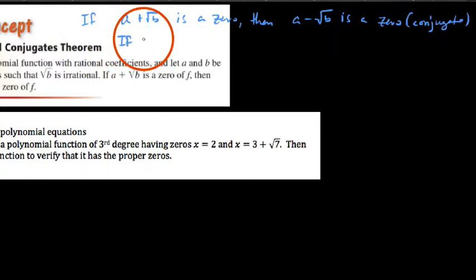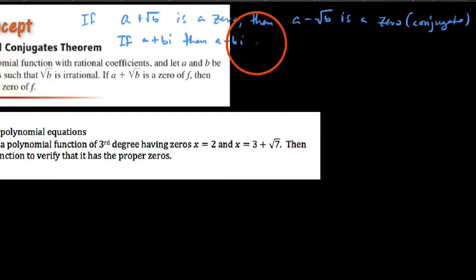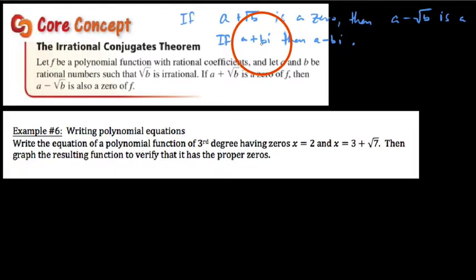If, and I'm going to make this a little bit more concise, you can write it in more detail in your paper, if a plus bi, then a minus bi. And so it's kind of the same thing here. Because we say a plus the square root of b, a minus the square root of b, we'll let b represent any value here, but we say that complex conjugates and irrationals in general have to occur in conjugate pairs, is all this says.